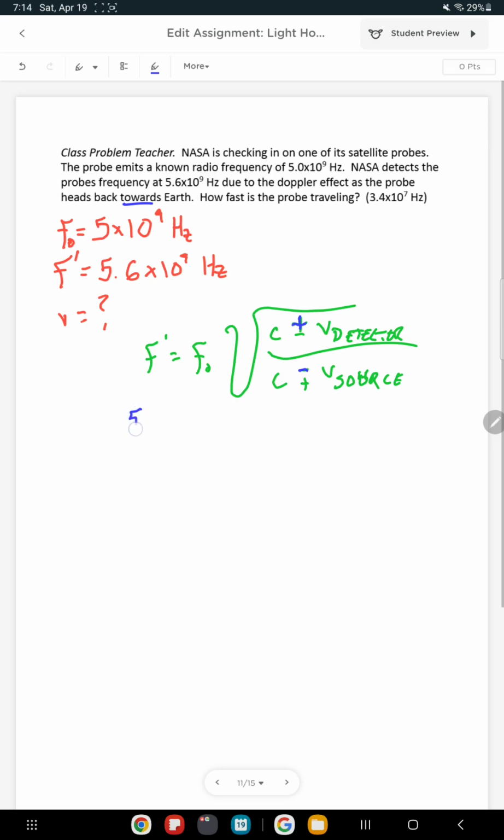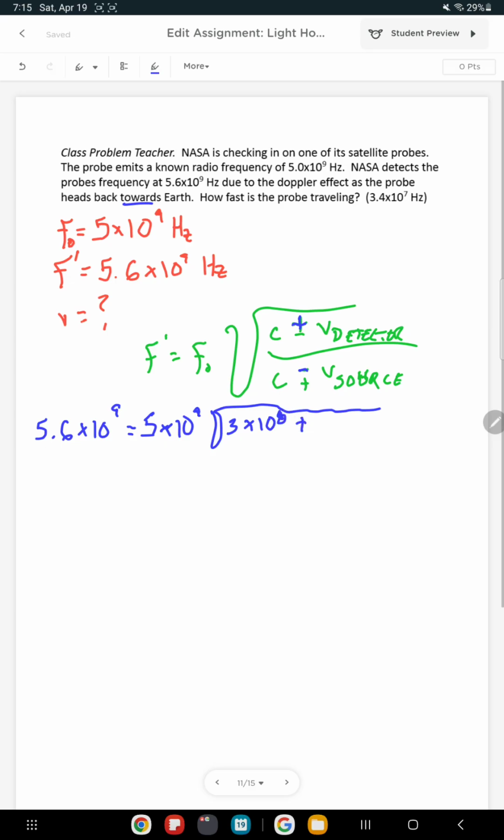So f prime is 5.6 times 10 to the ninth. I didn't leave myself enough room. Here, let's move this over. This is going to be a lot of writing. The math's going to look a little ugly, but it's not. I'll walk you through it. 5.6 times 10 to the ninth equals 5 times 10 to the ninth times the square root, where c is 3 times 10 to the 8th.